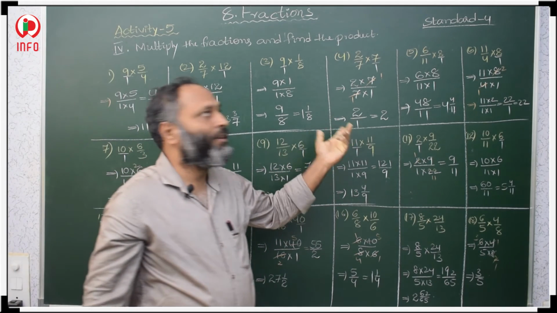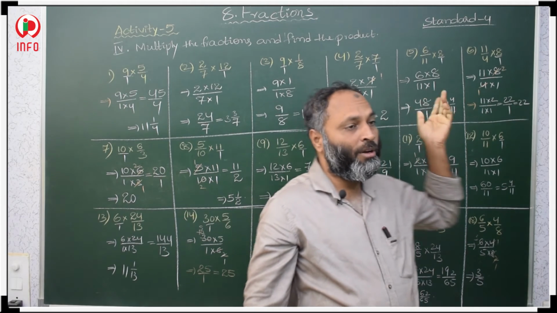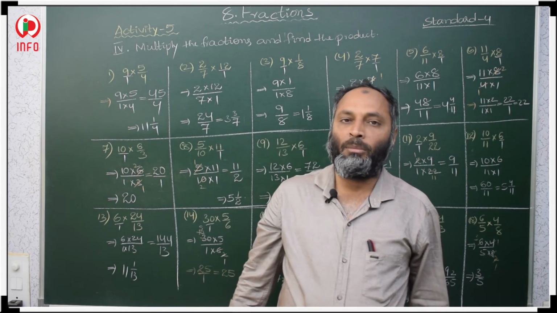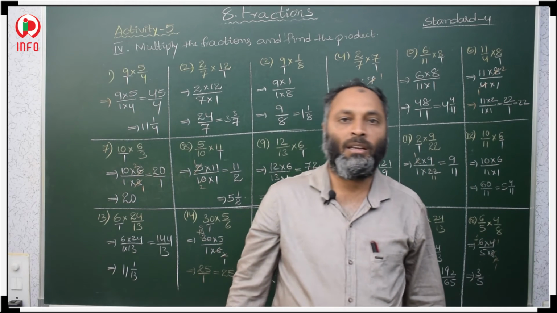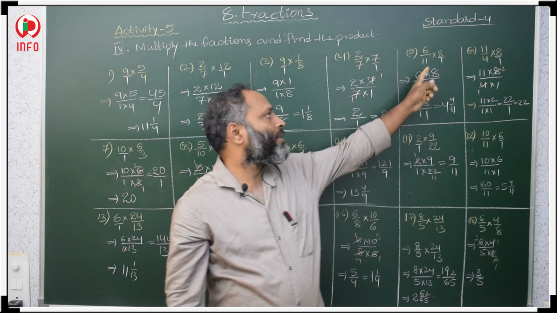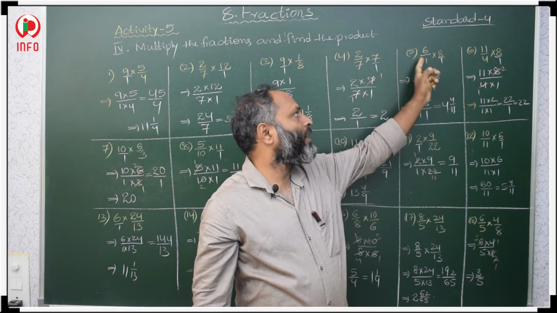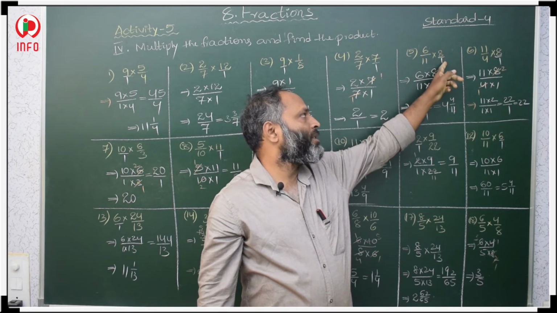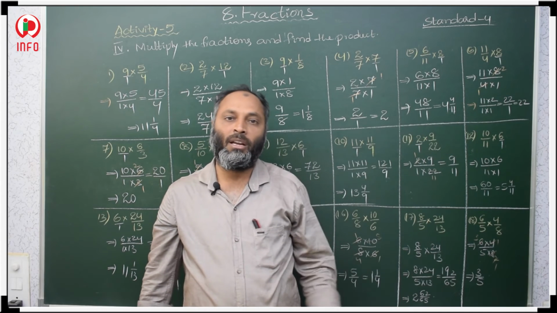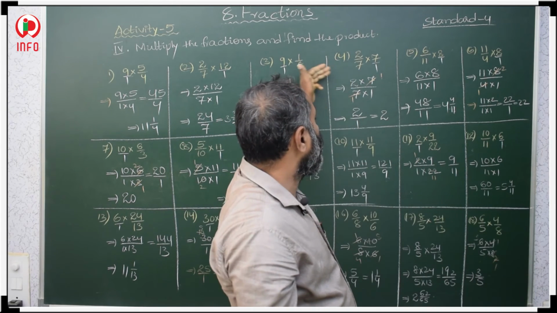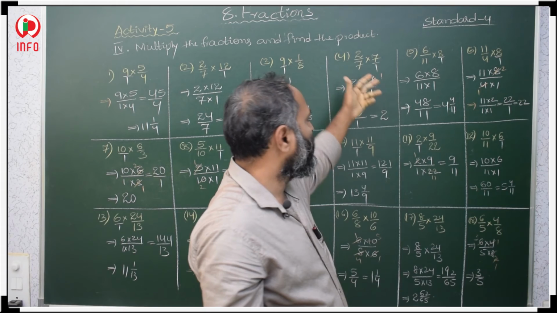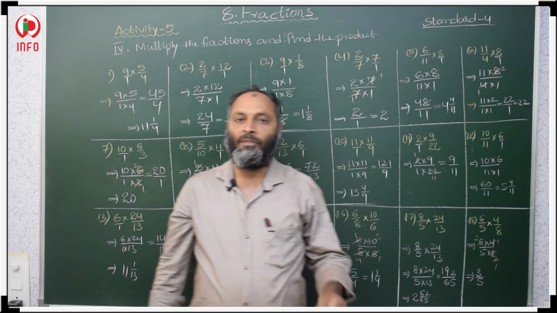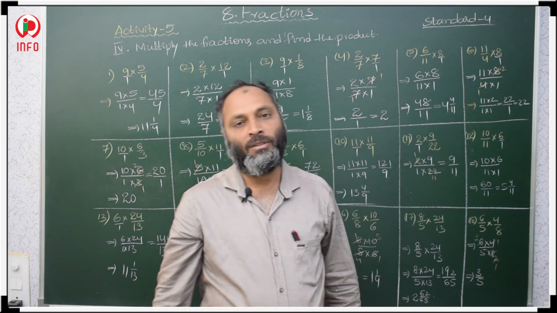So in this way we have to do all our problems. First we have to multiply numerator with numerator and denominator with denominator, the same pattern. If a whole number is given, there is a by 1 there, so take by 1 here. Don't multiply whole numbers with the denominator directly. After that, take numerator with numerator and denominator with denominator. If any common factor is there, cancel with that common factor, and after that find the product. If an improper fraction is given, then convert into a mixed fraction.